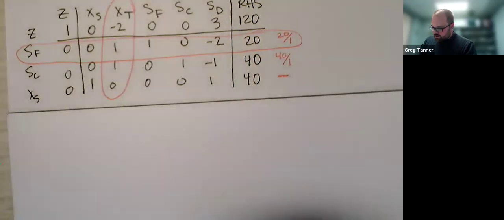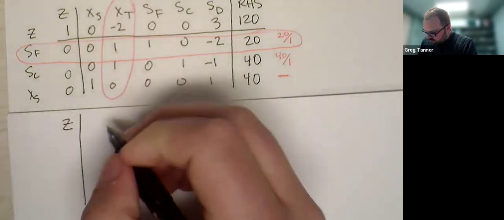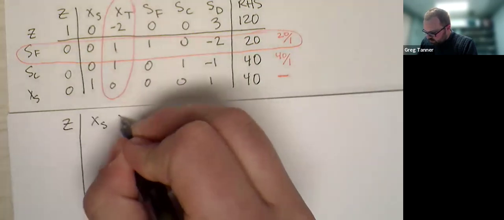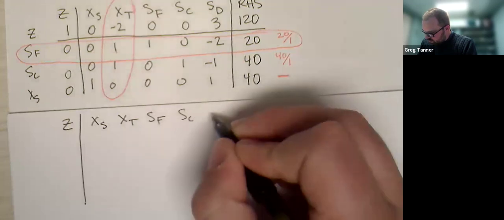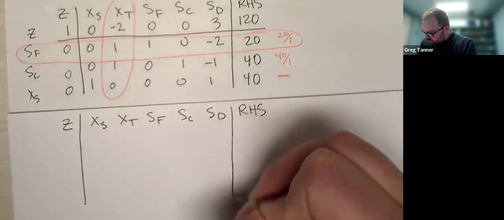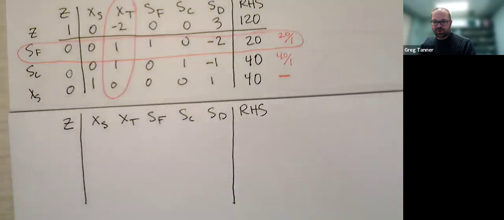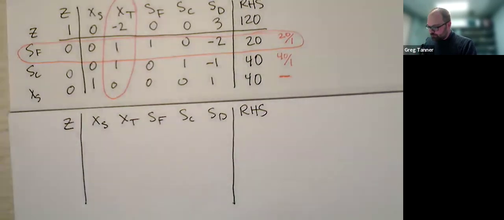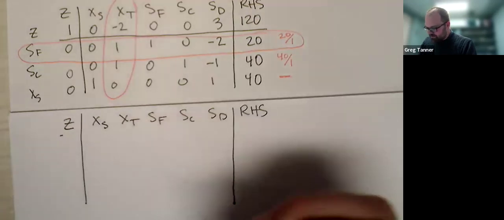So let's go ahead and set this up and line it up right below here. So Z, XS, XT, SF, SC, SD, right-hand side. Normally, once I get the pattern down, I'll line these up so I don't have to write my variables out again, and I'll just have one tableau directly below the next tableau. If you have nice grid paper or something like that, that can be nice here.